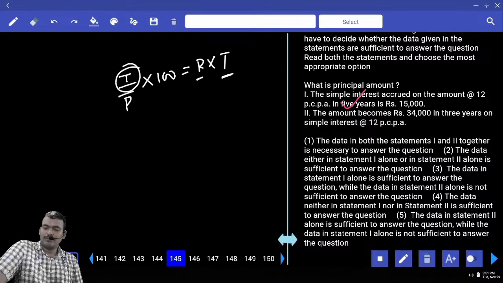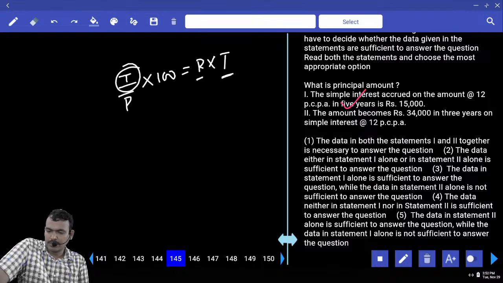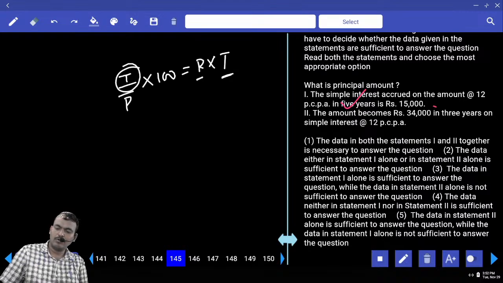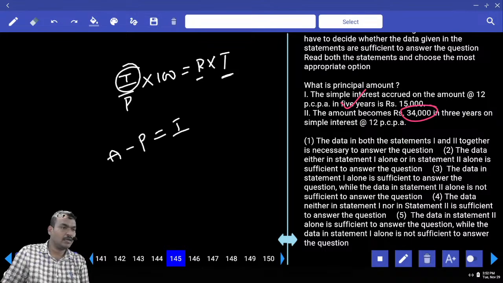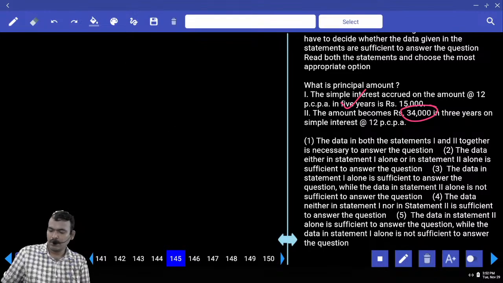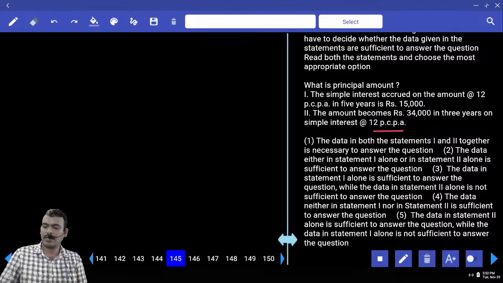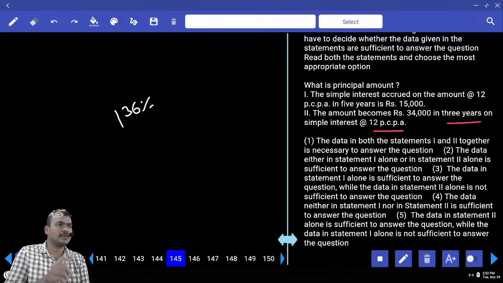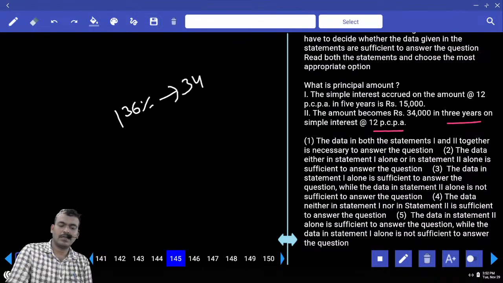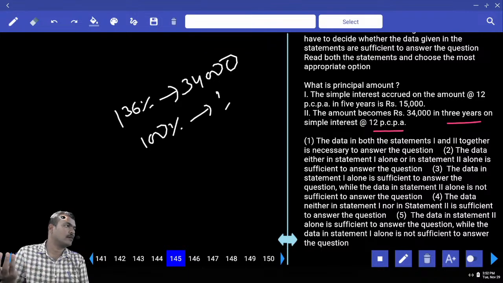Next, second one. The amount becomes 34,000 in 3 years on simple interest 12% per annum. Amount means return. Amount minus principal is equal to which one? Interest value or not? Or direct calculation. What is the per annum rate percent? 12%. Time period is how many years? 3 years. Interest 36%. Amount is 136% or not? What is the 136% value? 34,000. We required principal, means how much percent we need? 100% or not? Yes or no?